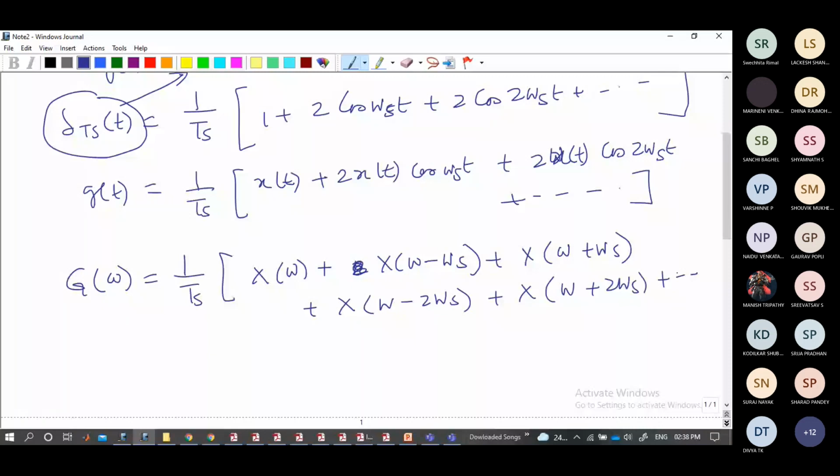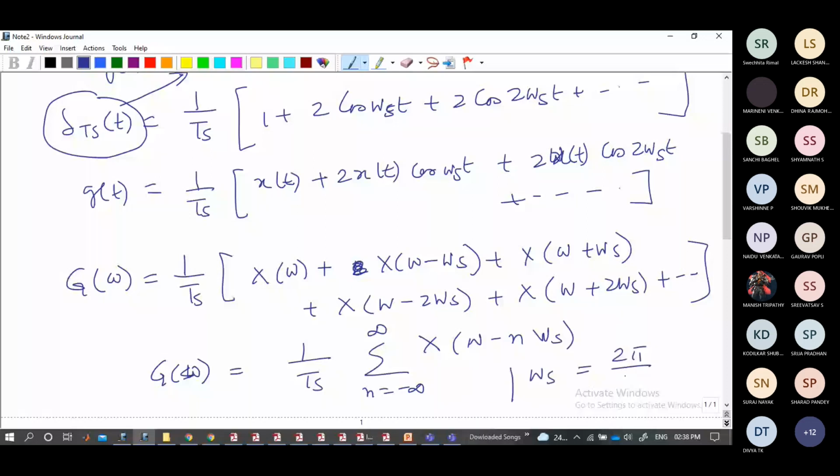And if I go on as a generic expression, G of omega will be given by 1 by Ts, summation of n tending to infinity, X of omega minus n omega s. All right. So this is ideally what we will do. Now, what is omega s? Omega s is nothing but 2 pi by Ts, where fs is also equal to 1 by Ts. So it is 2 pi fs basically. This is all we know.